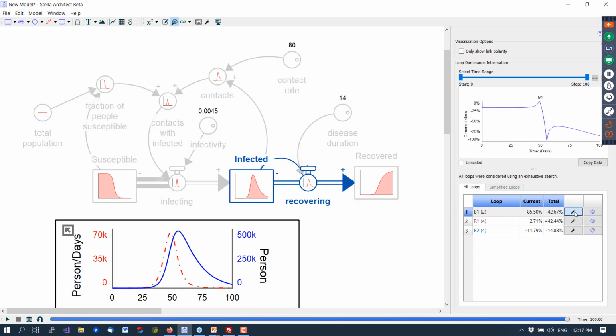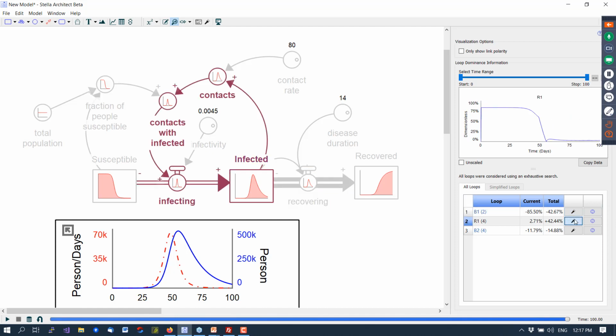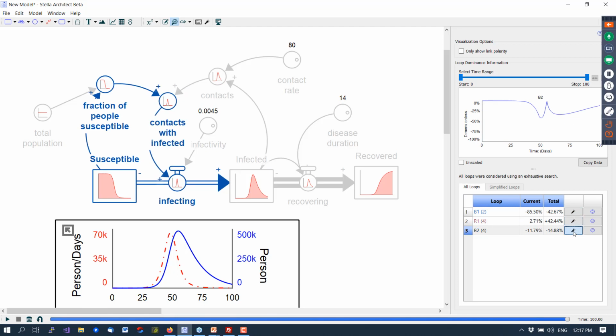So we have that negative loop, which is just the infected to recovering, which ends up being important towards the end because most people are in the recovered. And then this feedback loop, which is the reinforcing one at the beginning, and then the other running out of people to become susceptible towards the end. And here we see there's this movement along the chain.